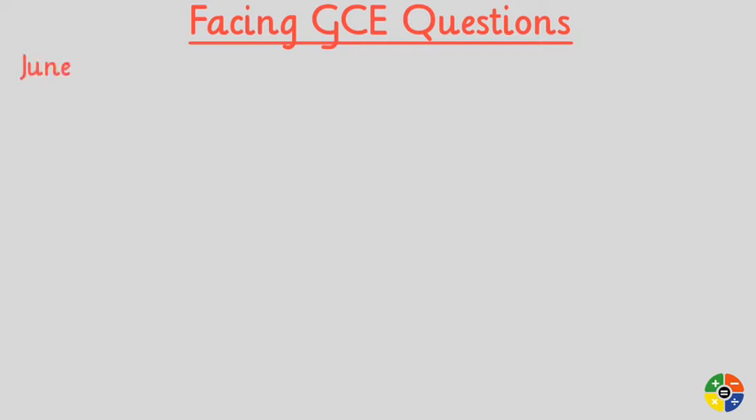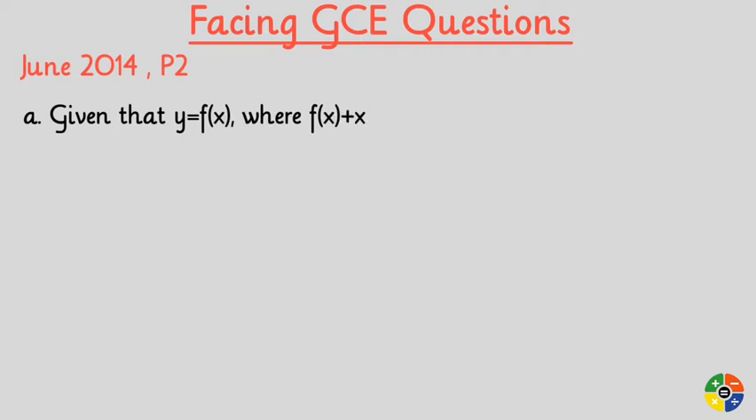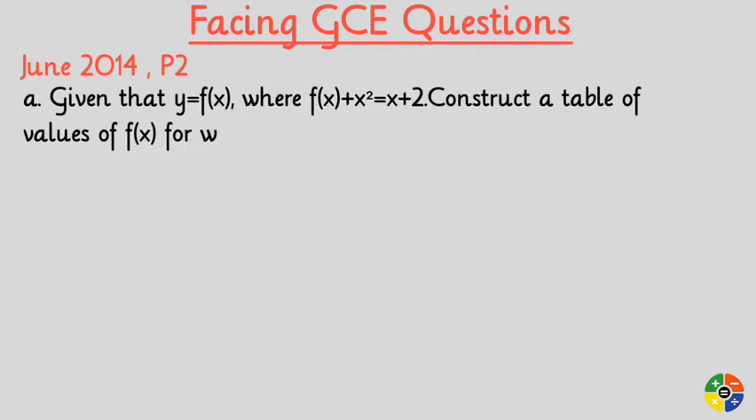June 2014, Paper 2, A. Given that y is equal to f of x, where f of x plus x squared is equal to x plus 2, construct a table of values of f of x for which x is greater than or equal to negative 2 but less than or equal to 3. x is an integer.